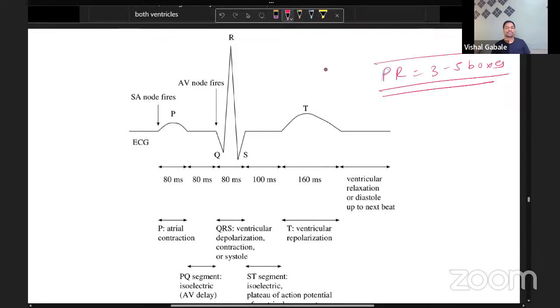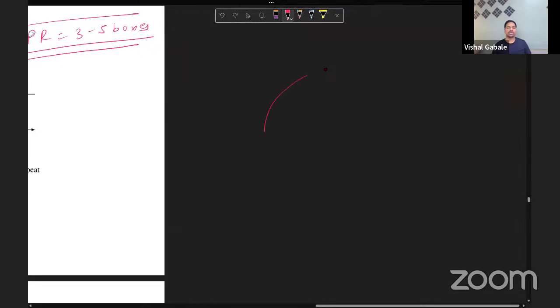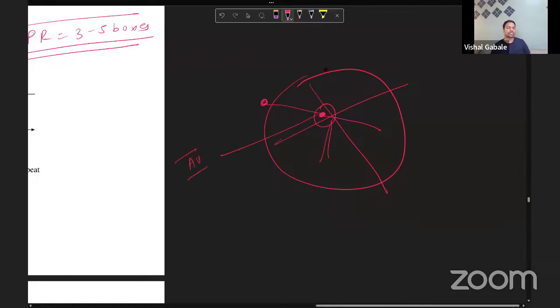Whenever this is your heart, this is your SA node, this is your AV node, and these are your individual fibers. Here, this AV node is what gives us the PR interval, because it delays the signals from the SA node. This AV node is what prolongs the PR interval. So if there is an accessory pathway, the PR interval is going to be short. Why? Because it will bypass the AV node.